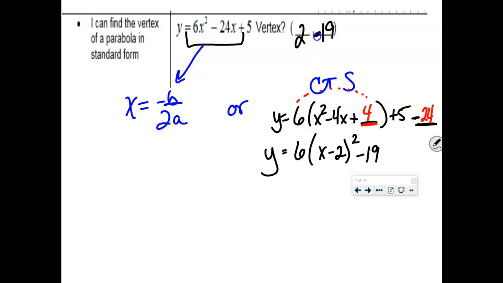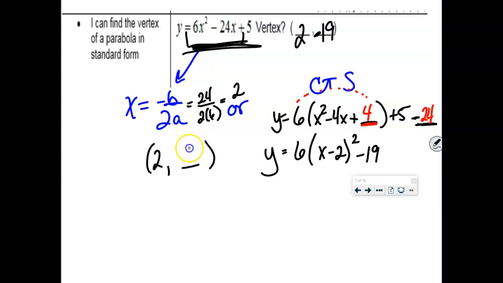Now, my friends who did another method, maybe they found the negative b over 2a. Yeah, that was so easy. Well, yeah, it works fine, right? 24 over 2 times 6. Plug it right in and then... Right. You got x equals 2, and then what'd you have to do next? And you plug it into the whole quadratic, and you got a negative 19. Excellent. So, dealer's choice on that one, you know?